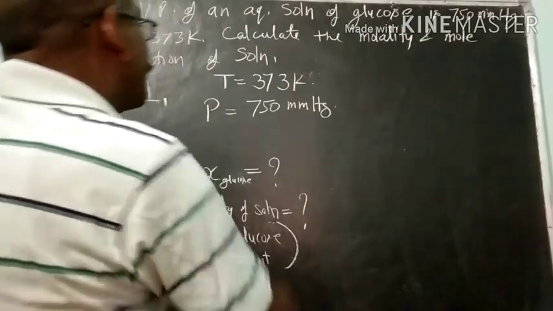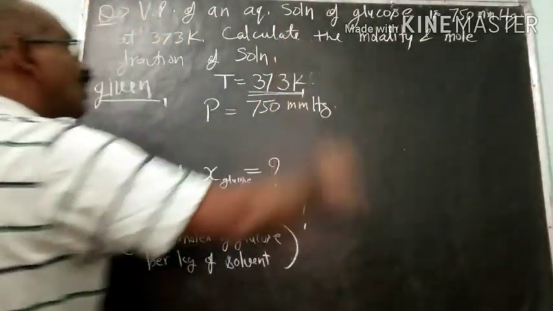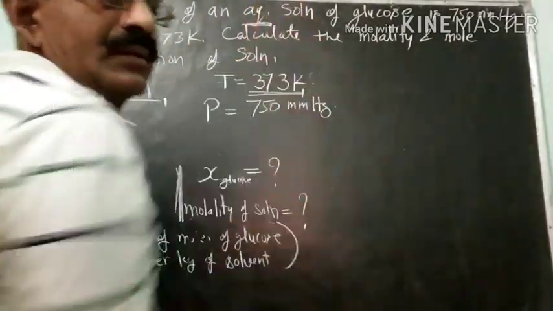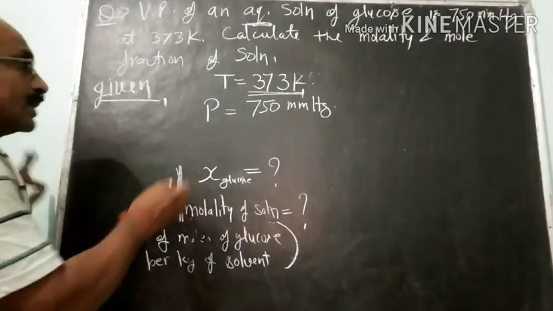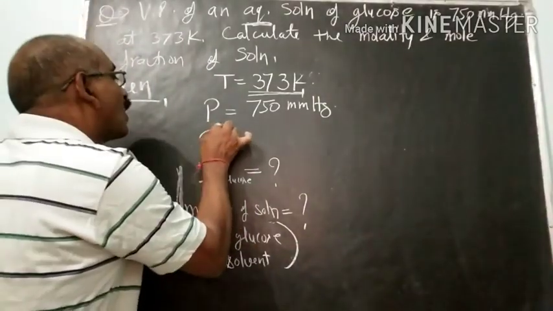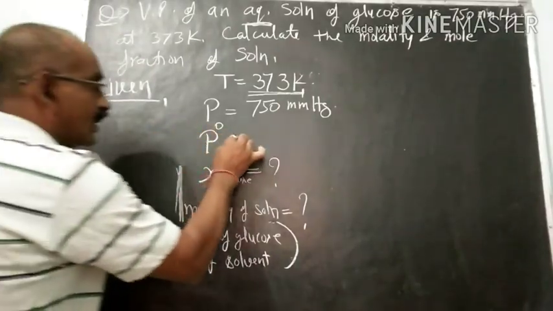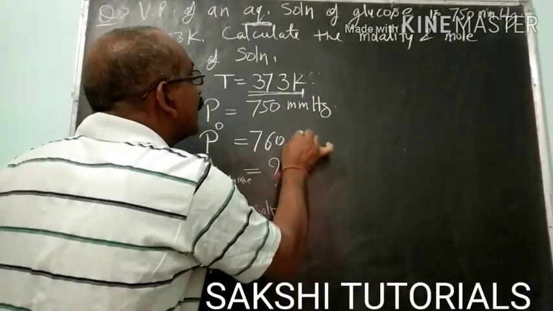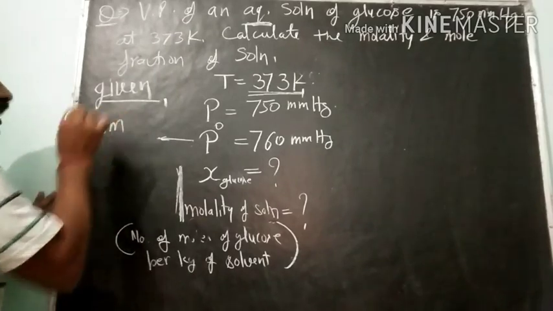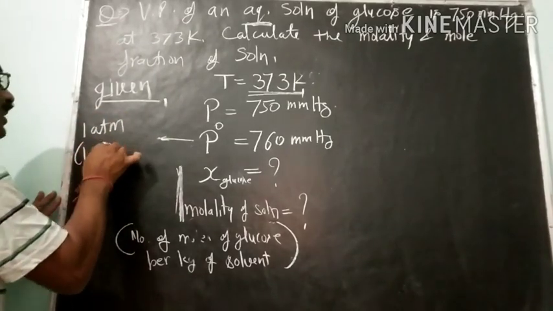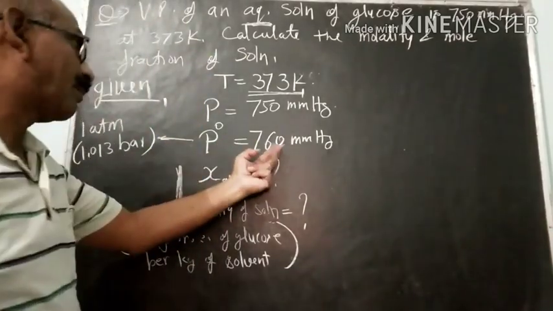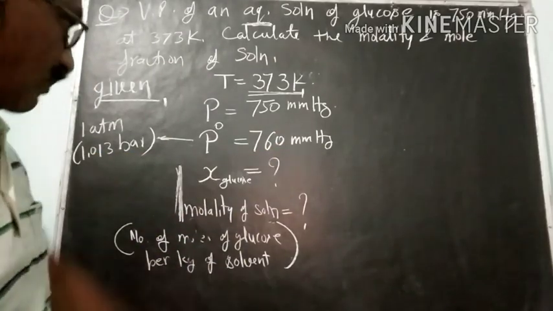We know this temperature is the boiling point of water, because the solution is aqueous, and we know the vapor pressure of pure solvent, meaning water, is 760 mmHg at 1 atm pressure, or you can say 1.013 bar pressure and 373 Kelvin. The vapor pressure of pure water is this one.